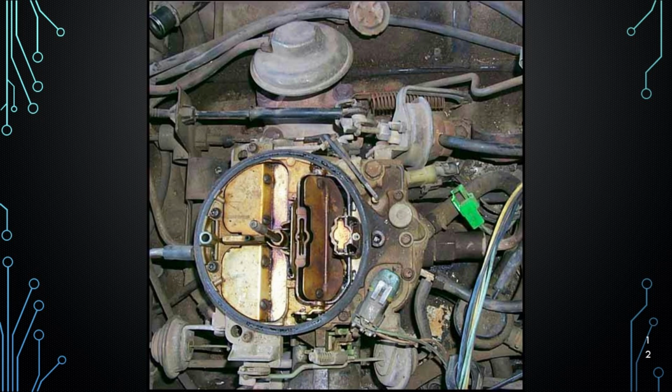The green connector on the side is for a mixture control solenoid. In feedback carburetors, this solenoid adjusted the air-fuel ratio based on inputs like the oxygen sensor. The top hat-like component with the hose is the choke pull-off. It uses vacuum to open the choke slightly after startup, ensuring the engine doesn't stay too rich for too long. Both work together for cold starts and precise mixture control.